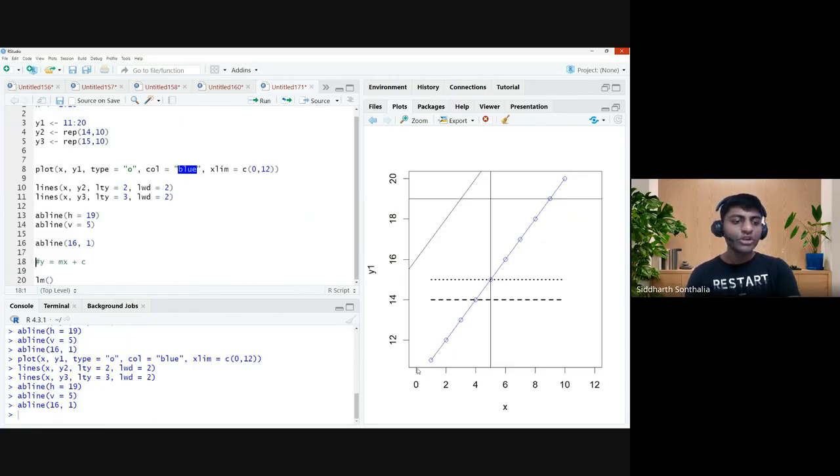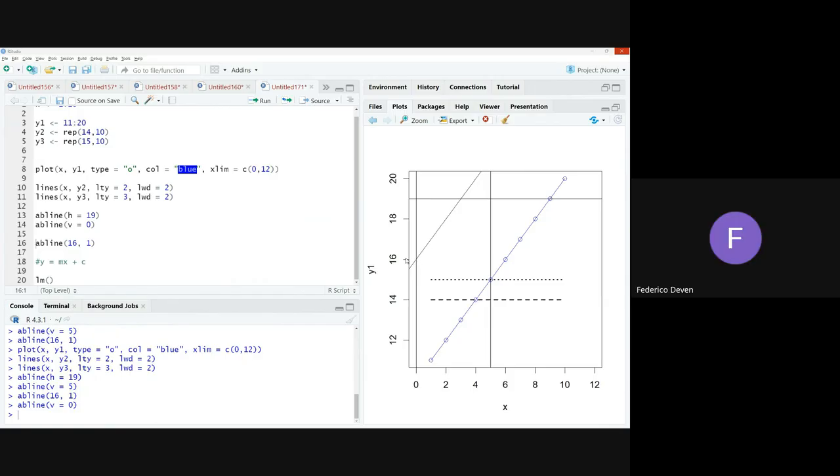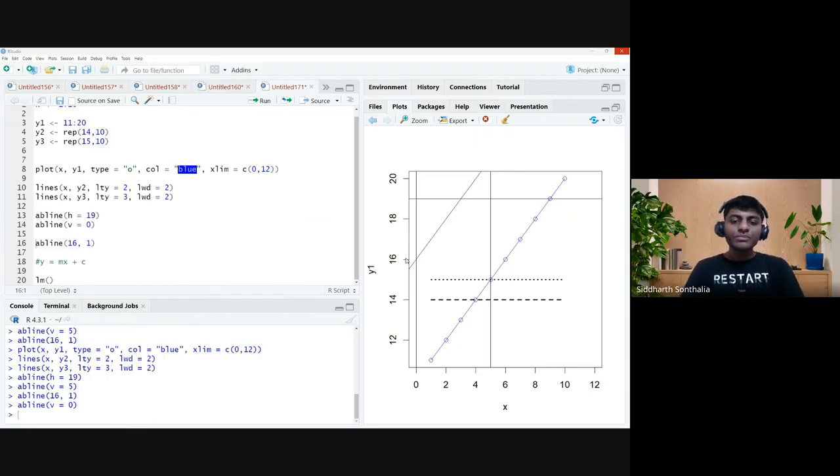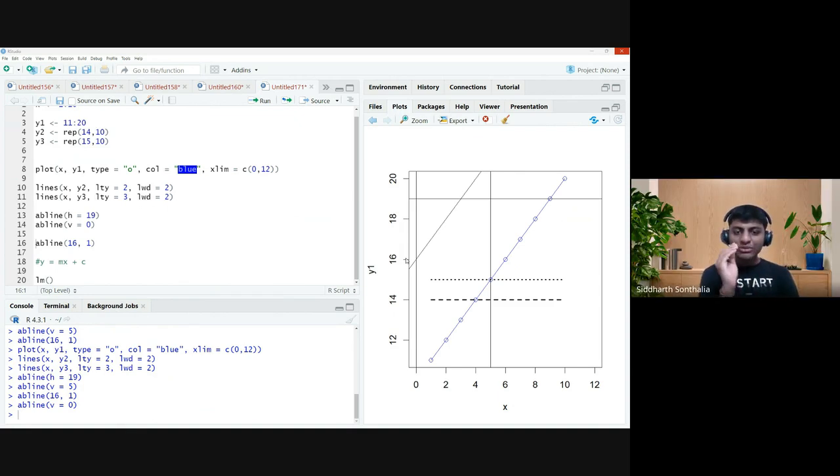If you draw a perpendicular line, for example, at v equals 0, you'll see that this point is exactly at 16. Makes sense? The y-axis that you're seeing there starts a bit before 0. That's why you see the intercept going below 16. But actually, the equation of that line is y equals x plus 16.